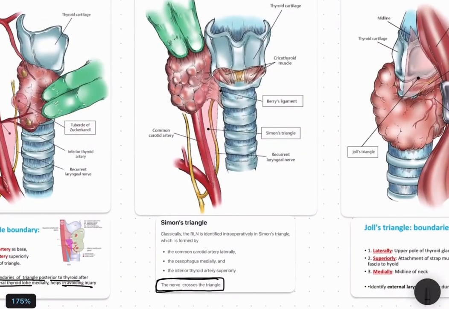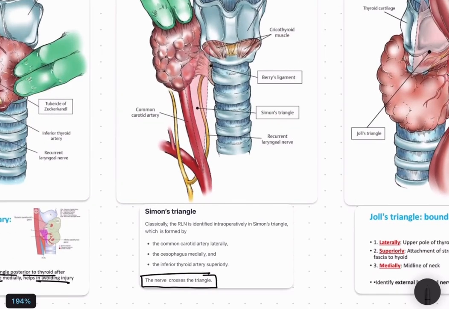Now a similar kind of triangle is Simon's triangle. Through this triangle, the recurrent laryngeal nerve crosses. Basically, if you see, this triangle again has the common carotid artery, again has the inferior thyroid artery, common things, and the esophagus medially. You see this is the common carotid artery, and somewhere around here will be the inferior thyroid artery, and this is the cricothyroid muscle. Sometimes they might say cricothyroid muscle, sometimes they might say inferior thyroid artery above, and this side your common carotid, and this side you will have the esophagus or trachea medially. So this is Simon's triangle.